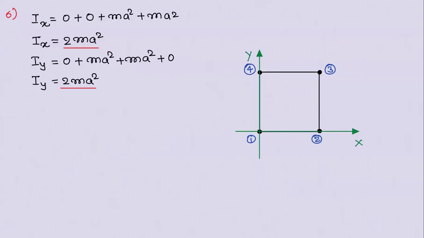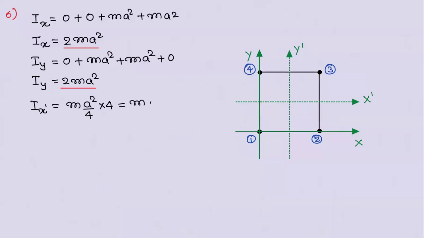Now let us go for the second part. We need to take the moment of inertia about what? X dash and y dash. Again, 1, 2, 3, 4 are there. Ix dash is equal to, first particle is m, and the perpendicular distance will be how much? A by 2. A square by 4, plus this is also a square by 4, this is also a square by 4, this is also a square by 4. Instead of writing 4 times, the direct answer will be ma square.